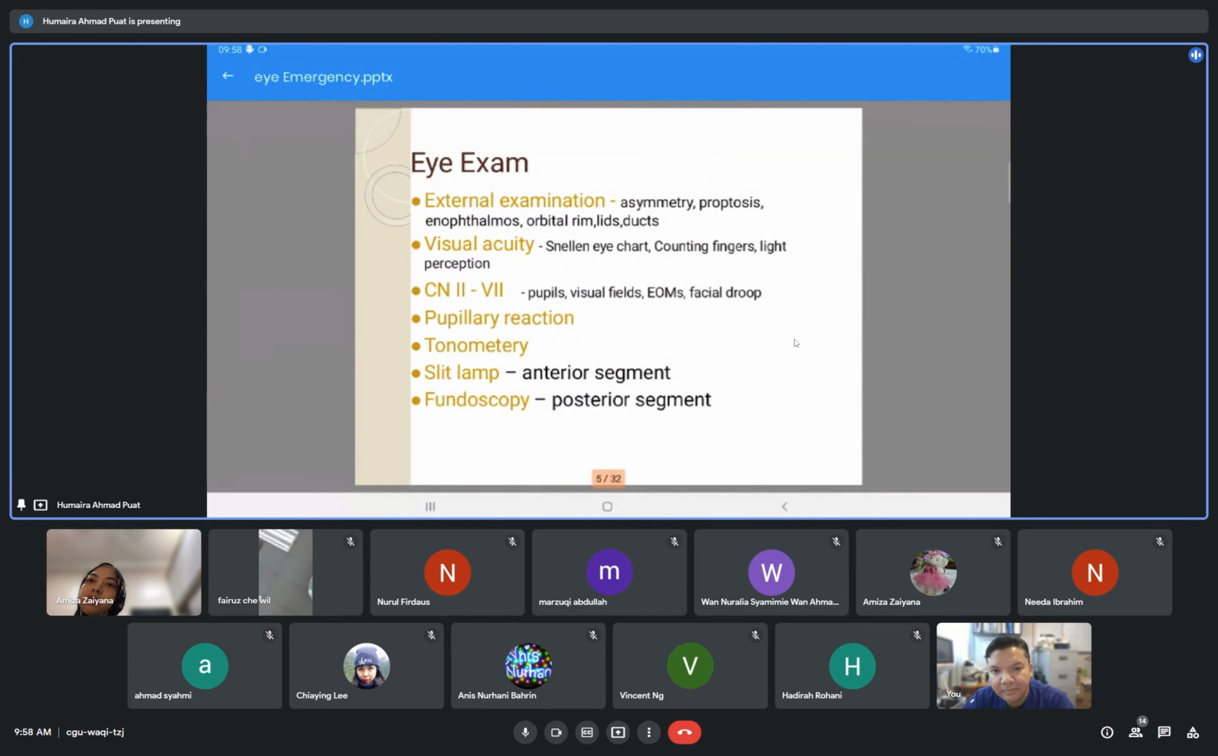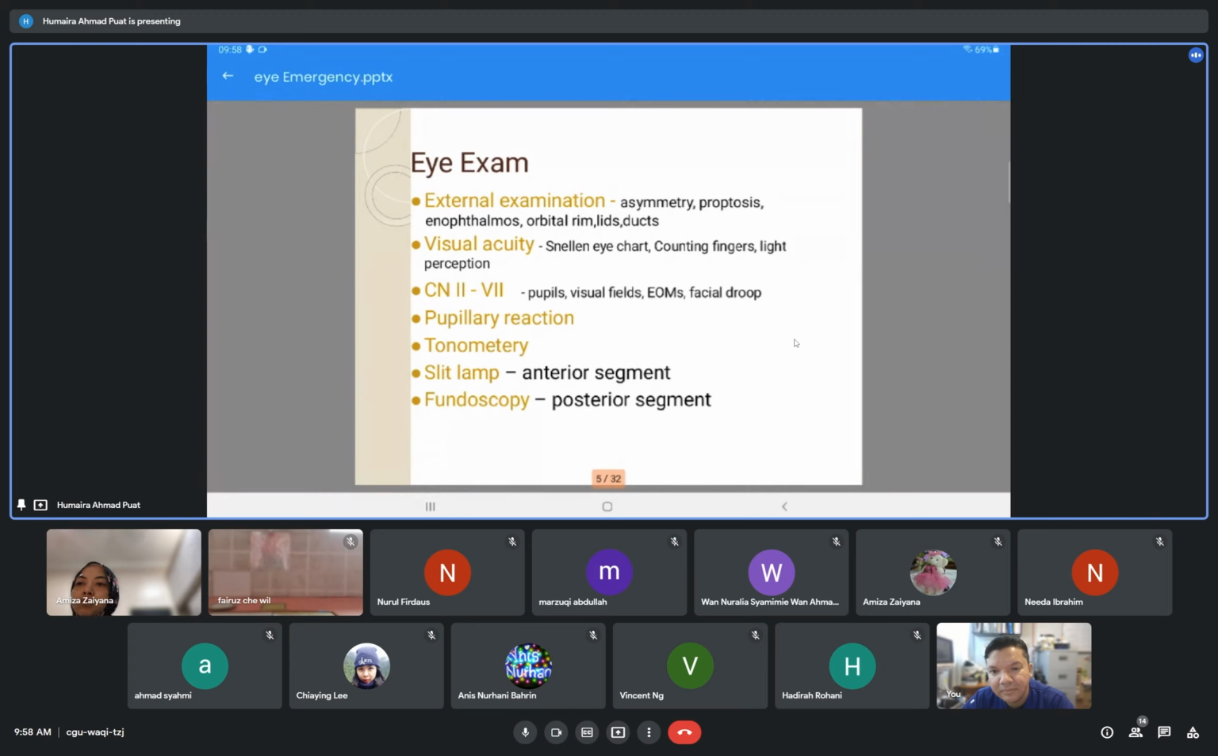What can we examine in the eye? Very commonly we examine externally. We can look for any asymmetry, proptosis, or anophthalmos, or check the orbital rim in trauma, and then check the lids and duct. For vision, we can check visual acuity using the Snellen chart, or in worse vision, we can use counting fingers or light perception. We can also check cranial nerves 2 to 7: pupil, visual field, extraocular muscles, and then facial droop.